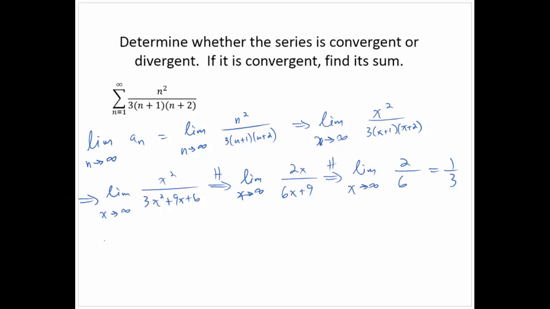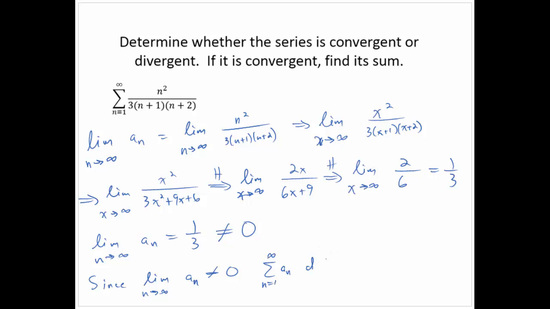So that tells me that the limit as n approaches infinity of a sub n is equal to 1/3, which is not 0. Since the limit as n approaches infinity of a sub n is not equal to 0, the sum from n equals 1 to infinity of a sub n diverges. And that's all.